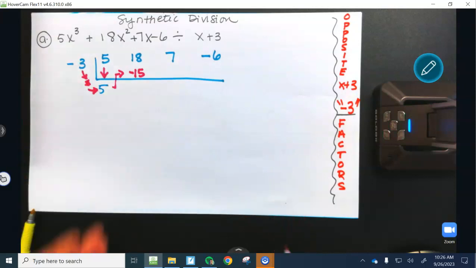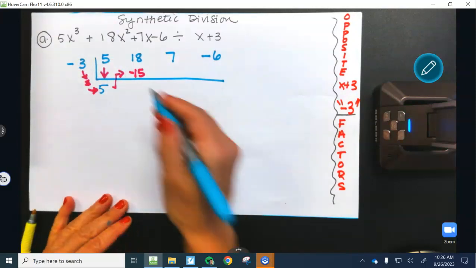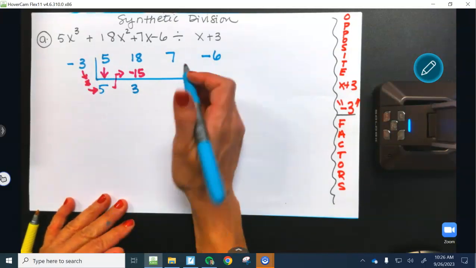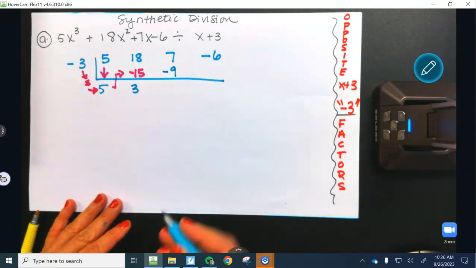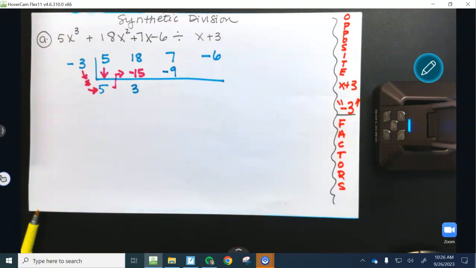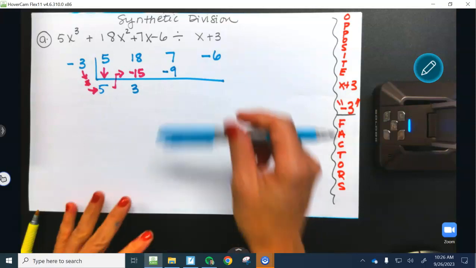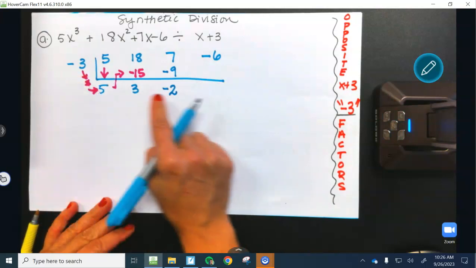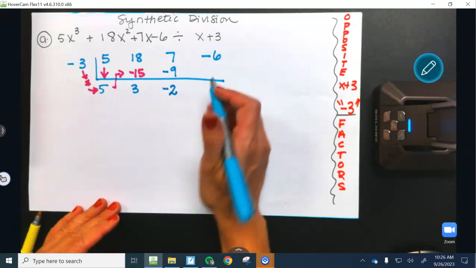Then you repeat over, combine straight down. What's 18 minus 15? Negative 3 times positive 3, negative 9. Put it in that next row, combine straight down. Combine straight down with a negative 2. What's a negative 3 times a negative 2?